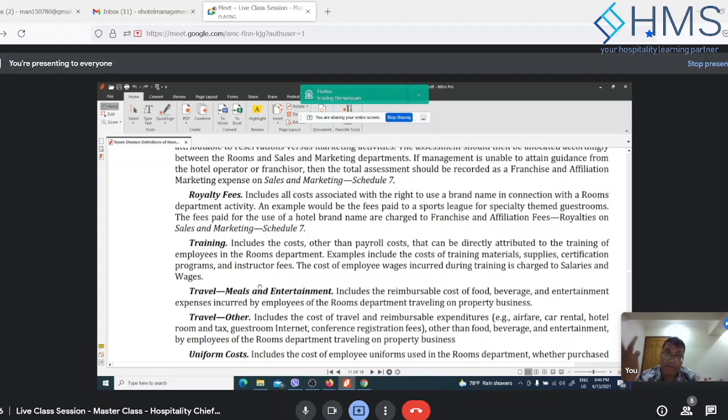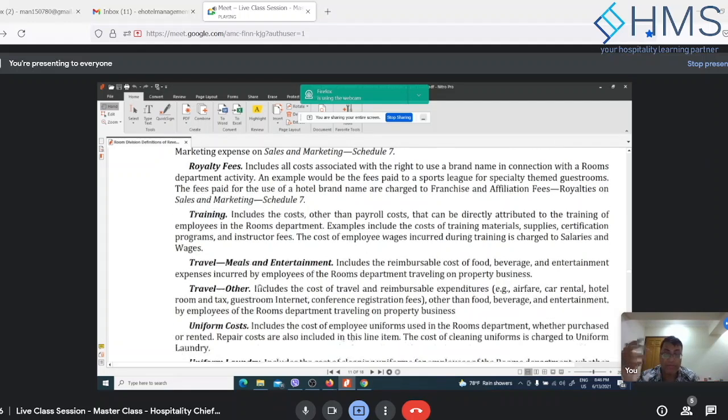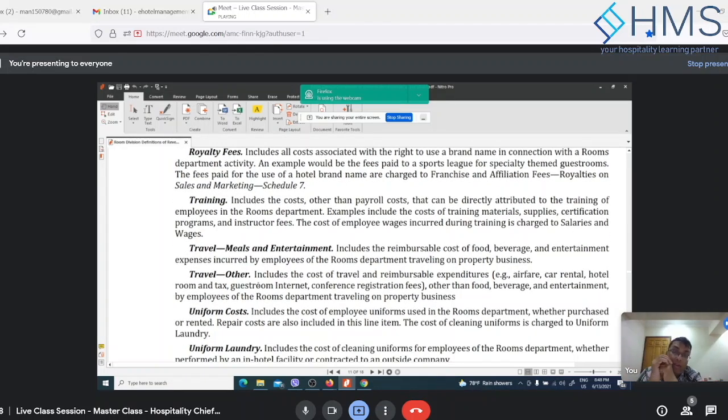Then you have training and travel. Training expenses for the rooms department include the cost of meals, supplies, certification, instructor fees, and everything else. But the employee salary during the time of training is charged to the labor cost. Then you have the traveling expenses. Traveling expenses are divided into two parts. One is the meal and entertainment, just only meal and entertainment, and the other is the expenses related to the travel. The other will include the ticket, the hotel, and the internet and everything else. But the meal and entertainment will go into the separate department.